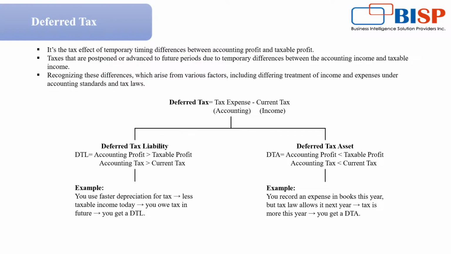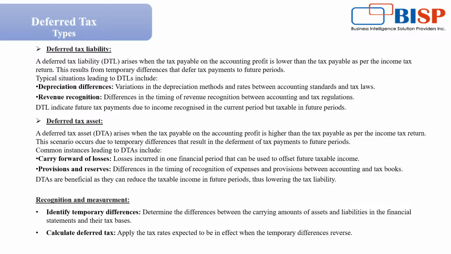So the taxes are postponed or advanced to a future period due to temporary differences between the accounting income and taxable income. That means either it is postponed, that means it's in the past books, or it's advanced, that means it's the future payment that we are going to talk about, right? So here's the definition of the deferred tax liability. The deferred tax liability is a future tax outflow because you pay less today.